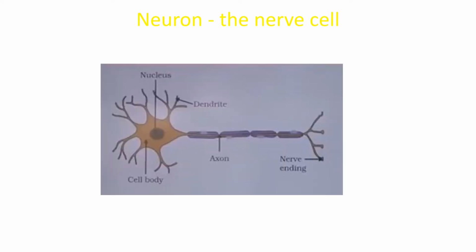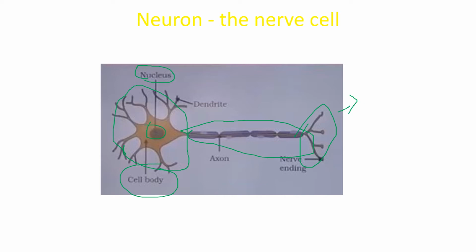We will learn about the neuron, which is our nerve cell. There are three parts in a neuron. There is a nucleus. Here the black one is the nucleus, and this is the cell body. This whole part up to this pipe is the cell body, and this is the axon, from where the electrical impulse goes to the nerve ending, and from the nerve ending it goes to the brain.